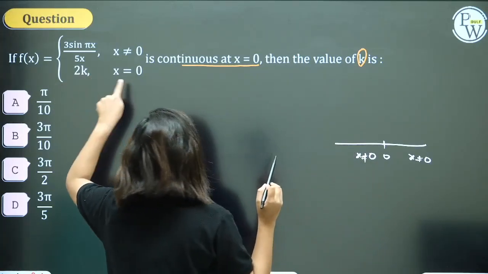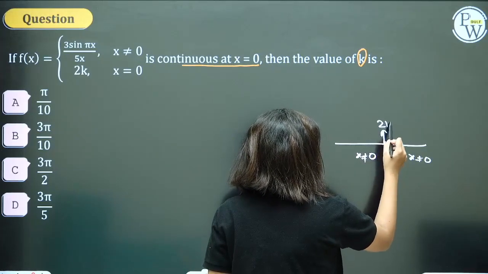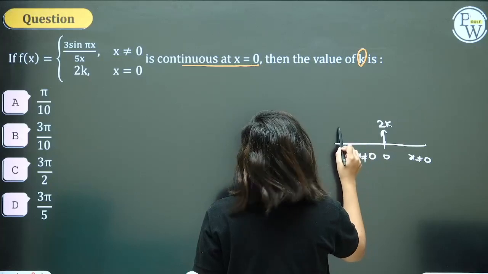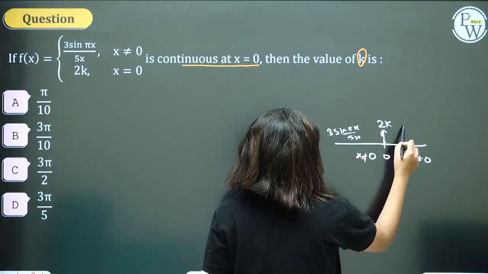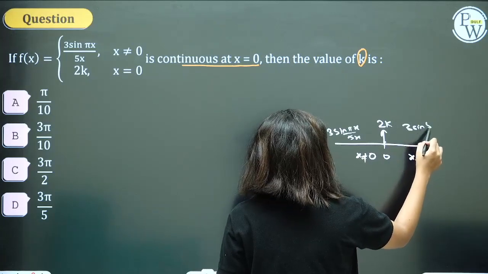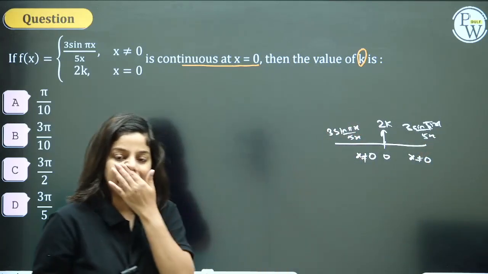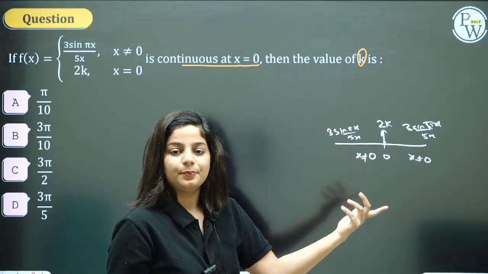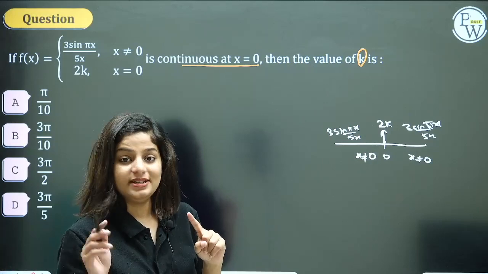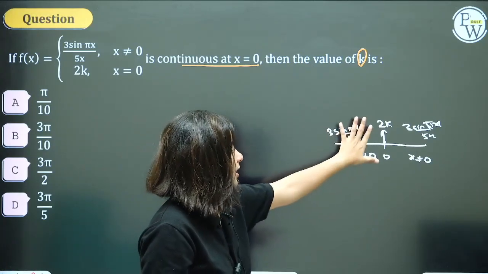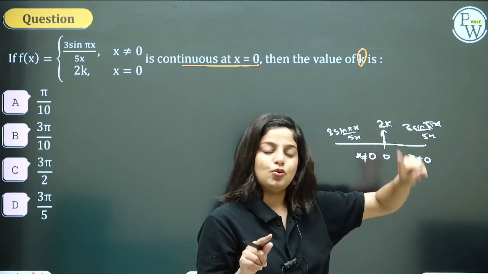And f of x is 2k when x is equal to 0. So at 0, the value of function is 2k. Everywhere else, it is 3 sine pi x upon pi x. So everywhere it is the same, only at that point it is different. We use the first definition, not the second one. The second one is for when the left side is something else and the right side is something else. In that case, you go for the second one.